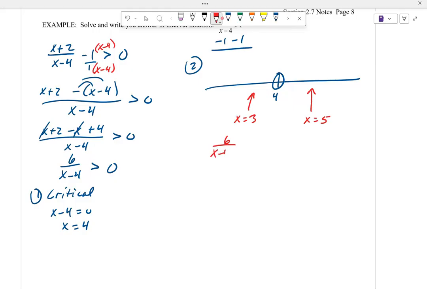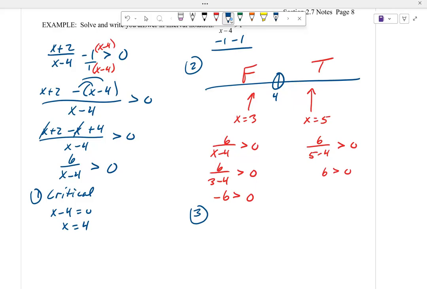6 over x minus 4 greater than 0. Is 6 over negative 1, which is negative 6, greater than 0? No, it's not. 6 over 5 minus 4 is 6 over 1, greater than 0? Yes, it is. So our solution set will be from 4 on, not including 4.